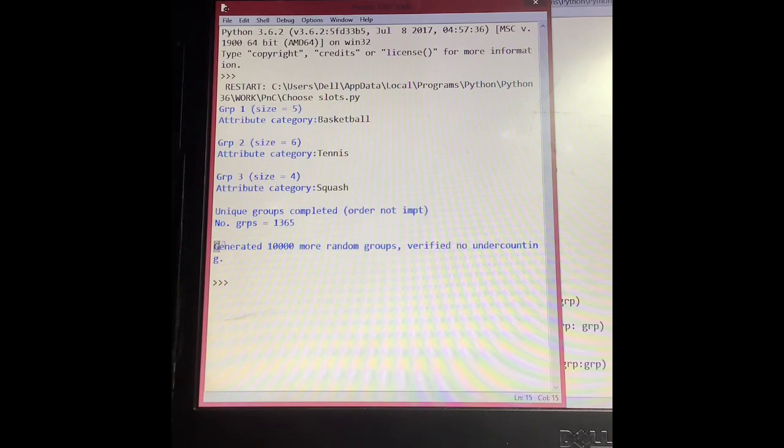Then I tell the computer, in case we might be wrong, please generate 10,000 more random groups. Make 10,000 more selections from these 15 people and verify that there is no more than 1,365 cases. To which the computer said, yes, I went to check, and we are correct. So brute force has been successful. We have a list of all the cases.